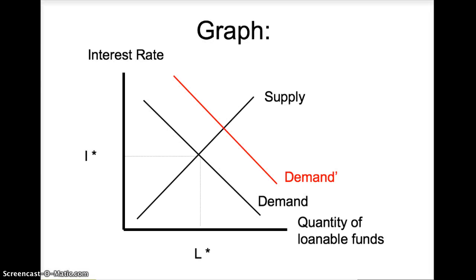If the government passes an investment incentive, more people will need to borrow money in order to finance their investments. Therefore, the demand curve will increase and shift to the right. The resulting equilibrium will have higher interest rates and a greater quantity of loanable funds.